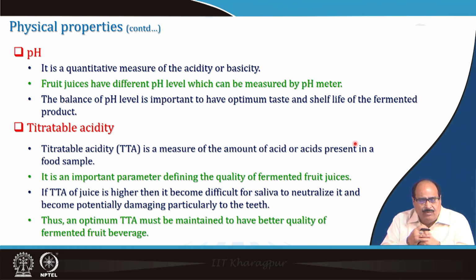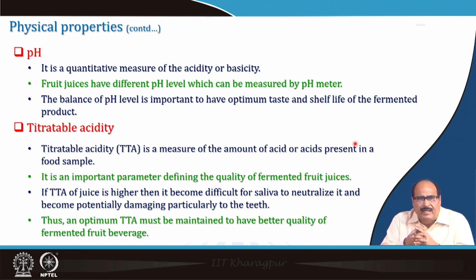pH is a quantitative measure of acidity or basicity. Fruit juices have different pH levels, which can be measured by a pH meter. The balance of pH level is important to have optimum taste and shelf life of the fermented products.